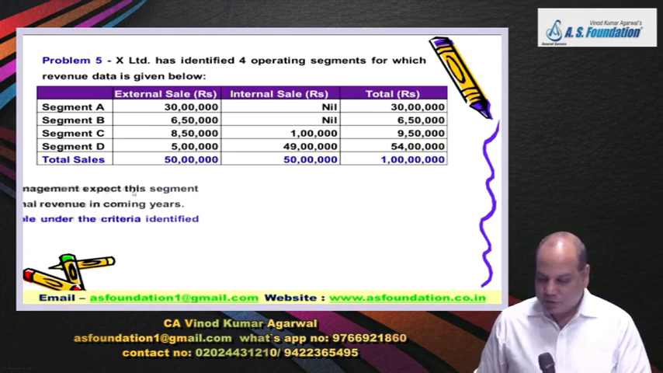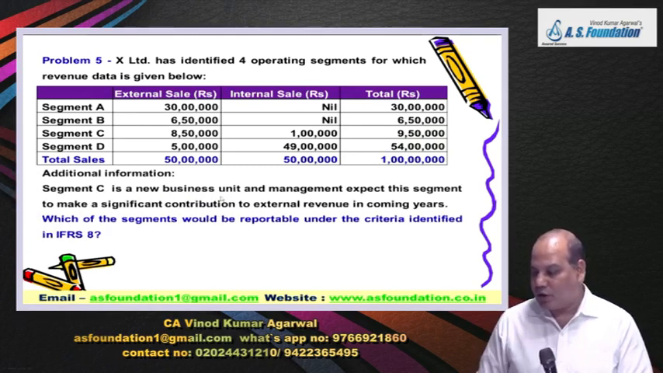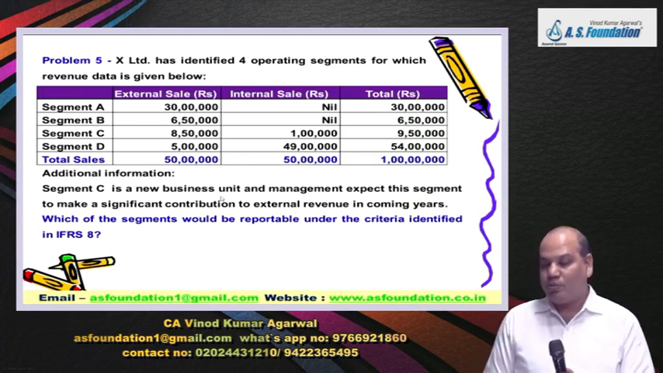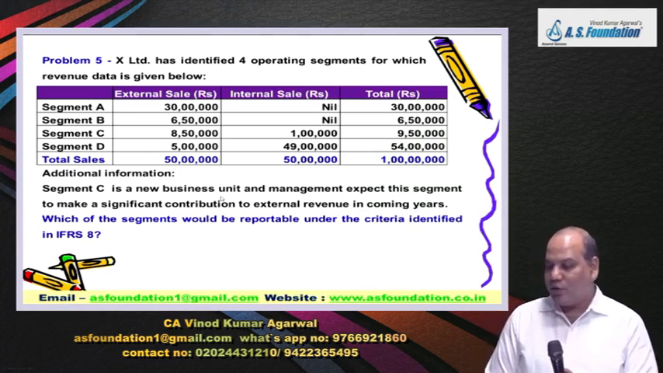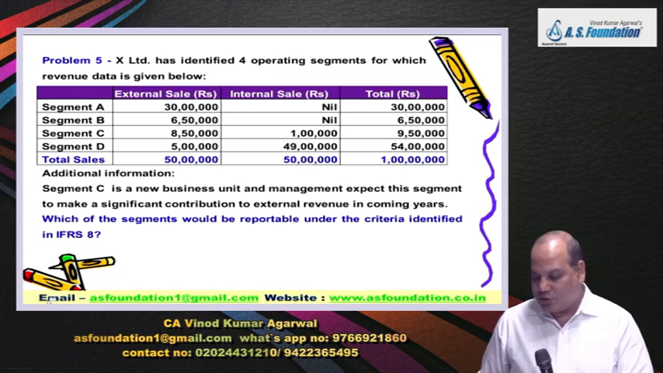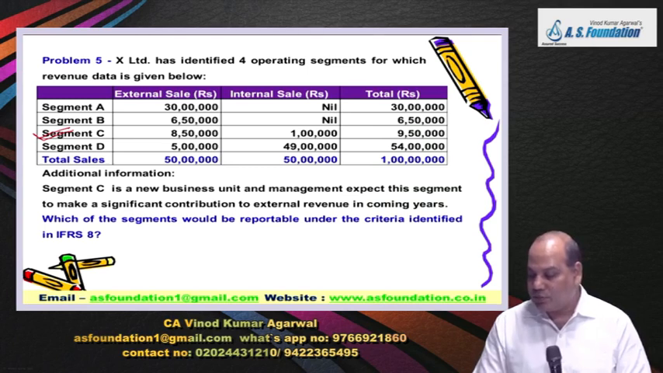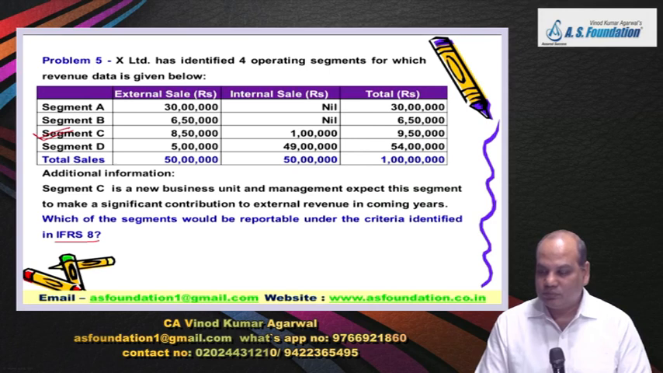Segment C is a new business unit and management expects this segment to make a significant contribution to external revenue in coming years. Which means which segment are we going to disclose at the discretion of the management? C, even though it may not meet the 10% criteria. Which of the segments would be reportable under the criteria identified in IFRS 8? Now what is wrong in this question?